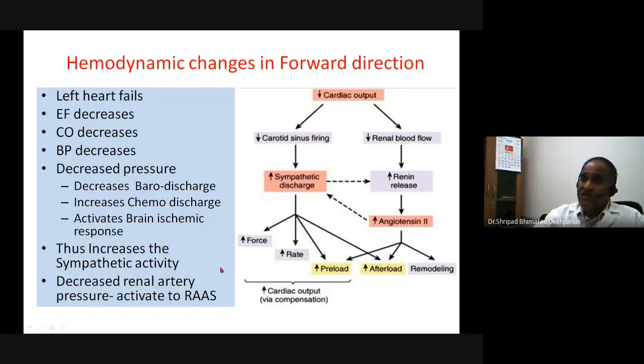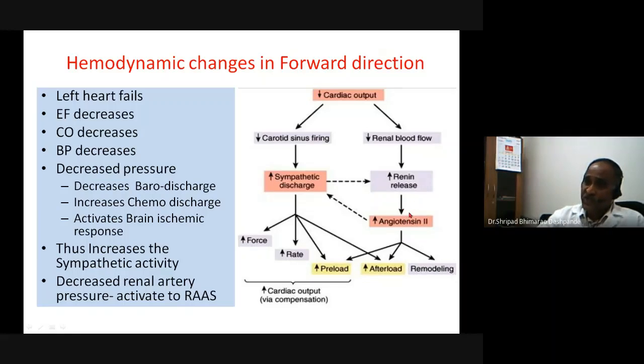Now, in the long-term regulation of blood pressure, if this is not able to cope, then the other long-term regulators try to play a role. In the long-term regulation, there is a diminished renal blood flow because of the decreased cardiac output. This diminished renal blood flow increases the renin release from the juxtaglomerular apparatus. And this renin acts on the angiotensinogen circulating in the plasma and converts it into angiotensin 1.